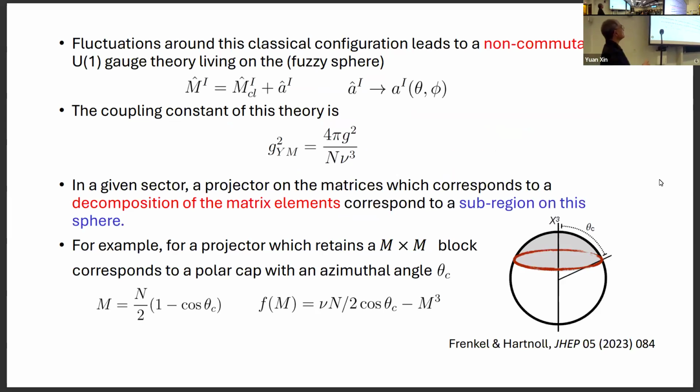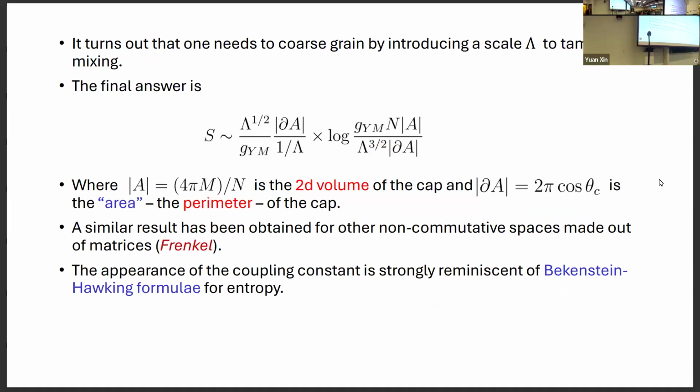You can use this definition in order to calculate the entanglement which is associated with, for example, a capped region of this fuzzy sphere. What it amounts to is, in fact, in a particular sector, retaining an m by n block of those n by n matrices. And after an interesting calculation, what you find, once again, is that the coupling constant of the theory on the fuzzy sphere makes its appearance.